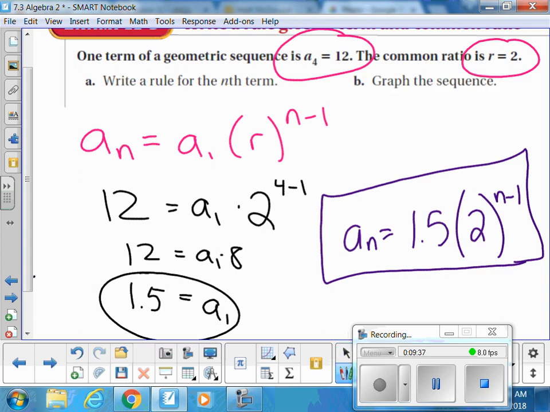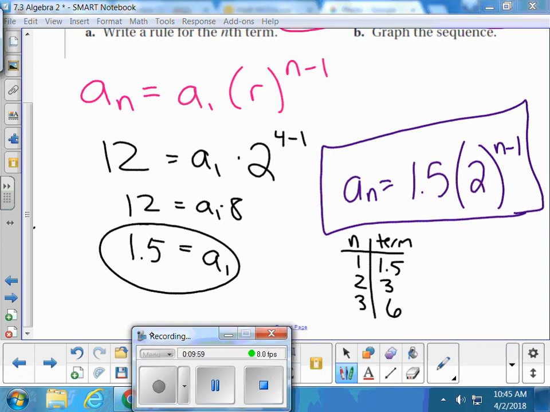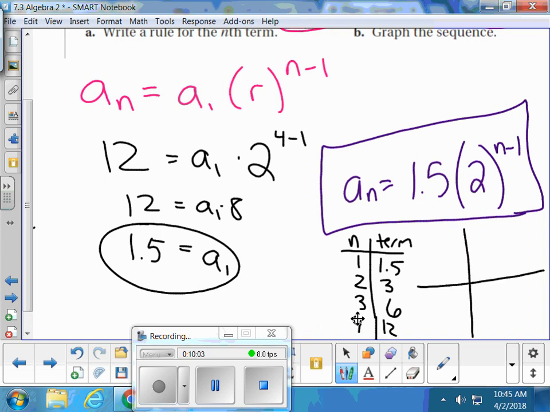I would just make a chart, and then I would graph it with dots. You still don't want to connect the dots. Let's just make a real quick chart. Term 1 is a 1.5. Term 2 would be twice as large because the constant multiplier is 2, so 3. Term 3 would be twice as large, so a 6. Term 4 would be a 12. That probably would be off my graph at that point.